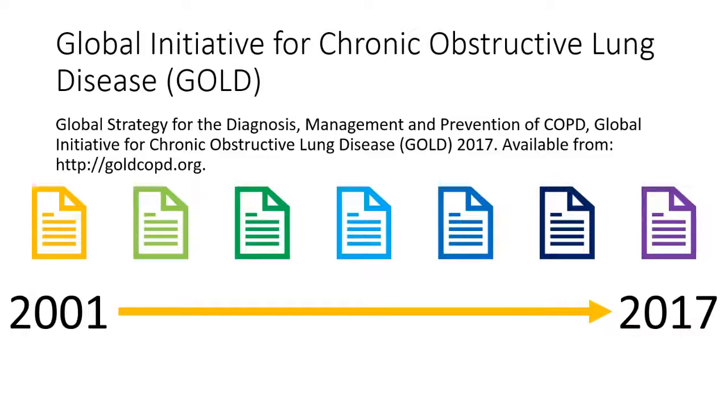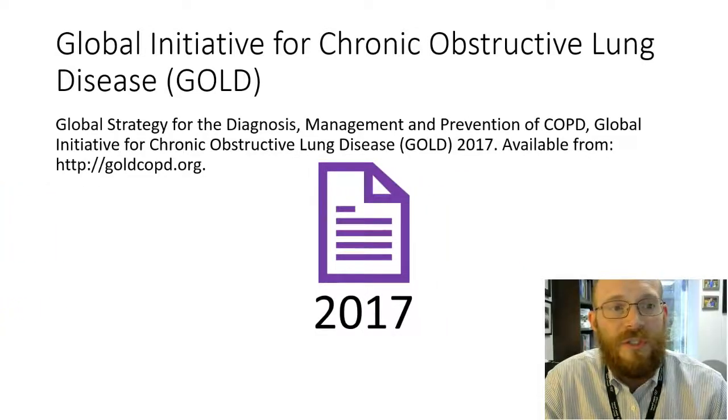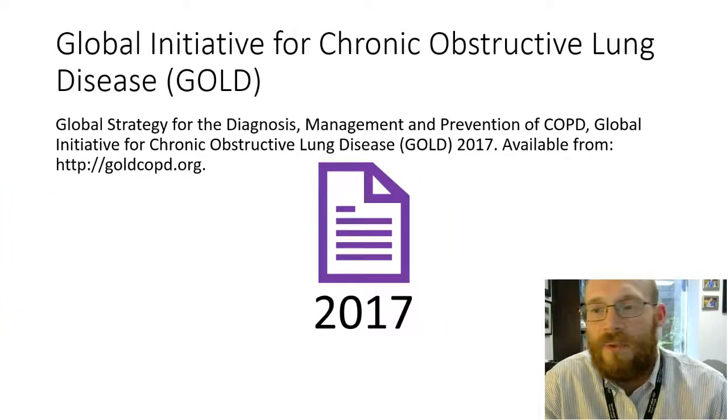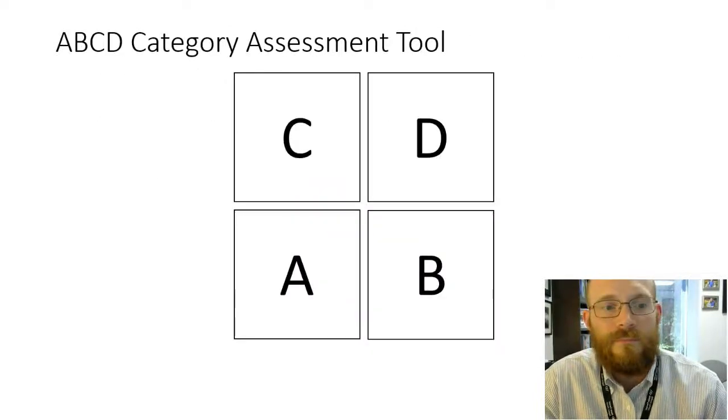A major goal of the most recent report was to incorporate some recent new literature in a way that simplified patient assessment and treatment decisions for the practicing clinician. Significant changes in the 2017 GOLD report include a revision to the definition of COPD, revision of the ABCD category assessment tool, new evidence on disease management, and strategies for managing important comorbidities. In this video, our objective is to review how patients are categorized using the ABCD tool.